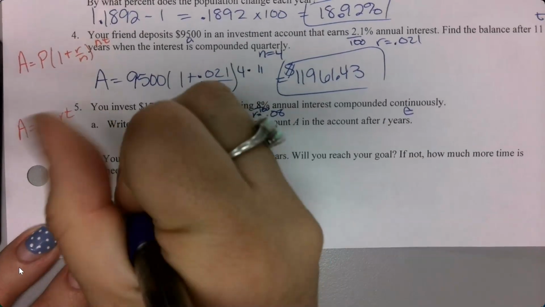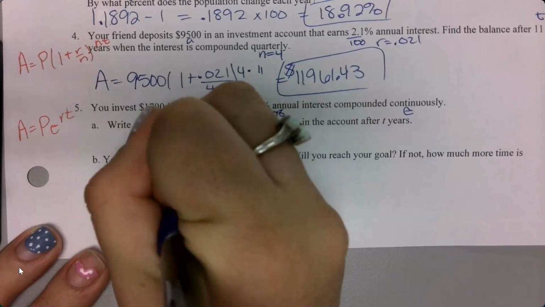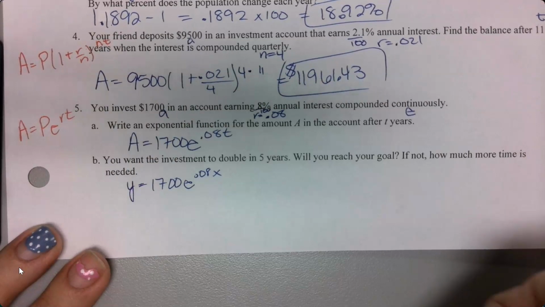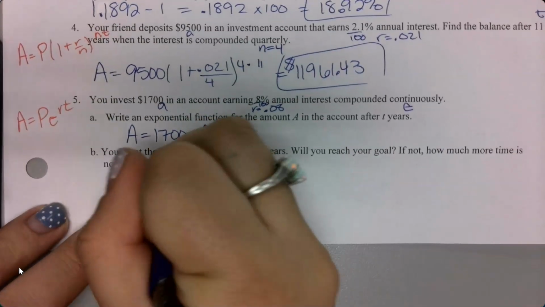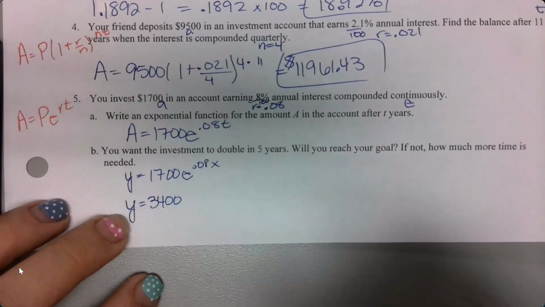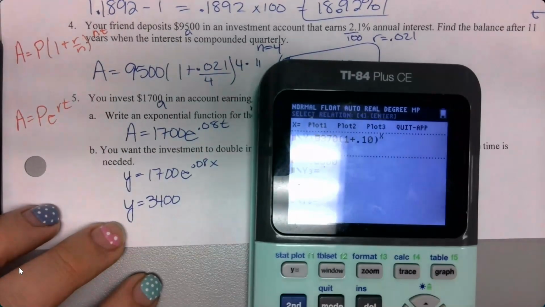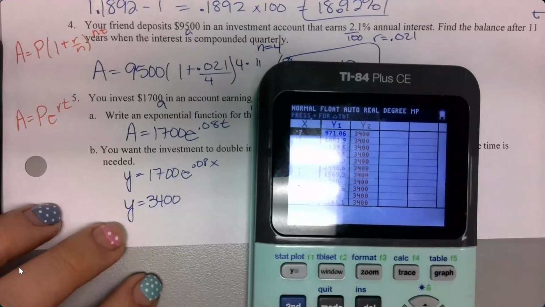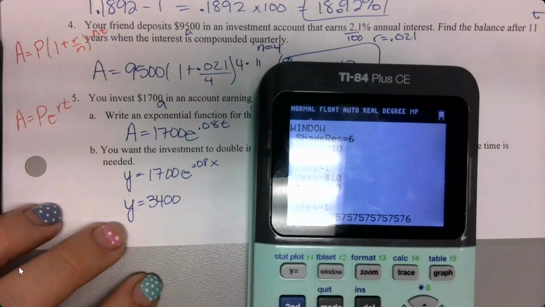So just like earlier, I want to graph these two functions. I want to graph y equals 1,700 e to the 0.08x. So the calculator will graph it. And then doubling my investment is going to be 3,400, because I just want to take the 1,700 and double that. So then I want to go ahead and graph this. I have 1,700 e to the 0.08x, and then I want 3,400. Oh, I forgot to change my window. I'm going to do 3,500.